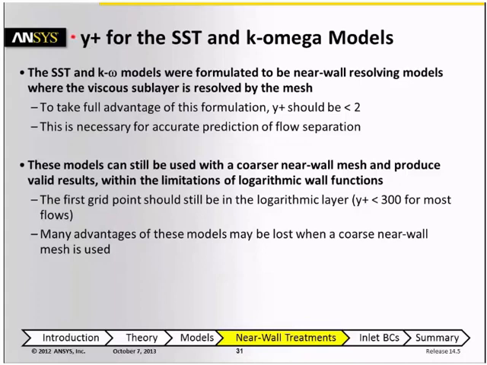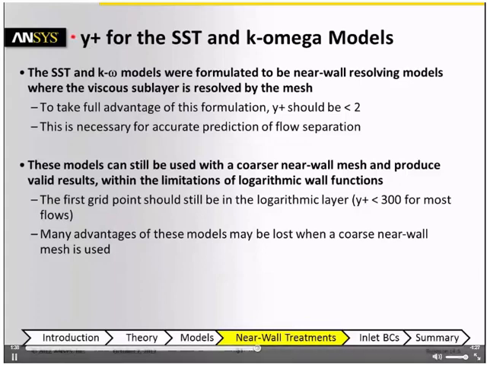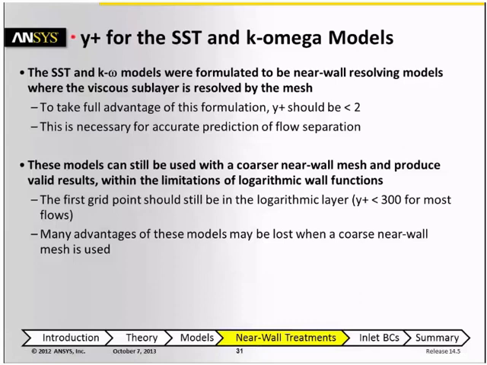As the previous slide mentioned, the only option for the near wall treatment for the SST K-omega and standard K-omega models is the default Y+ insensitive wall treatment. This means that there's no choice to be made in the panel, but even though you don't pick anything in the panel, you still need to choose which meshing strategy that you're going to use.